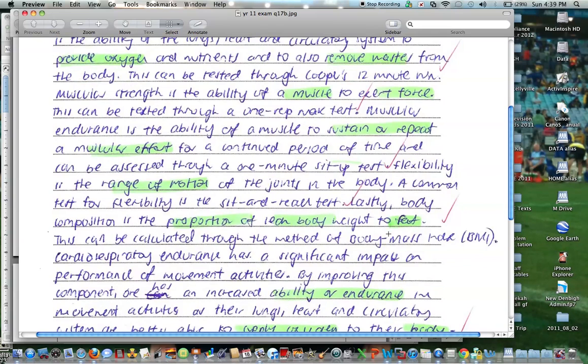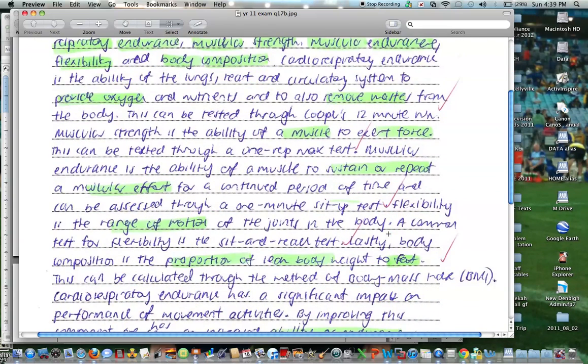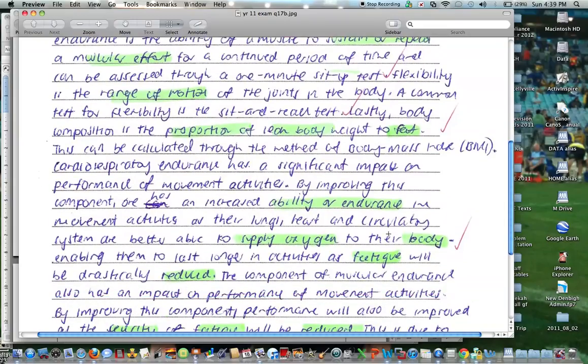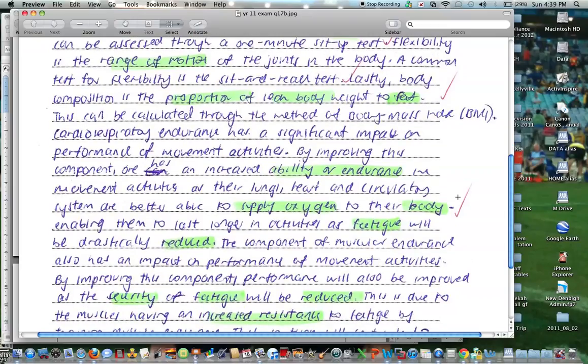Then he had to choose 2 and talk about their impact on performance. So we have a look at that now. Cardiorespiratory endurance has a significant impact on performance. Excellent. Using words from the question in his answer. Gets the marker straight away thinking this boy knows what he's talking about. By improving this component, one has an increased ability or endurance in movement activities as their lungs, heart, and circulatory system are better able to supply oxygen to their body, enabling them to last longer in activities as fatigue will be drastically reduced.